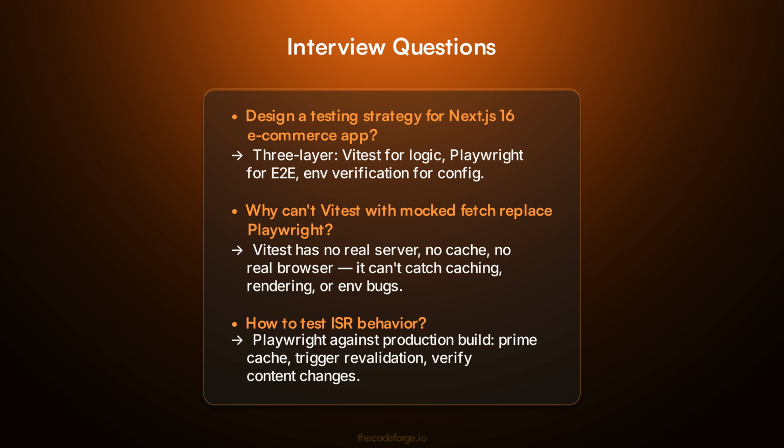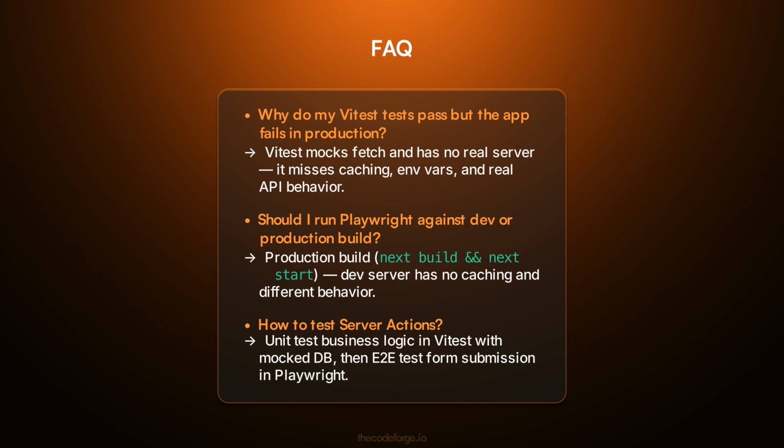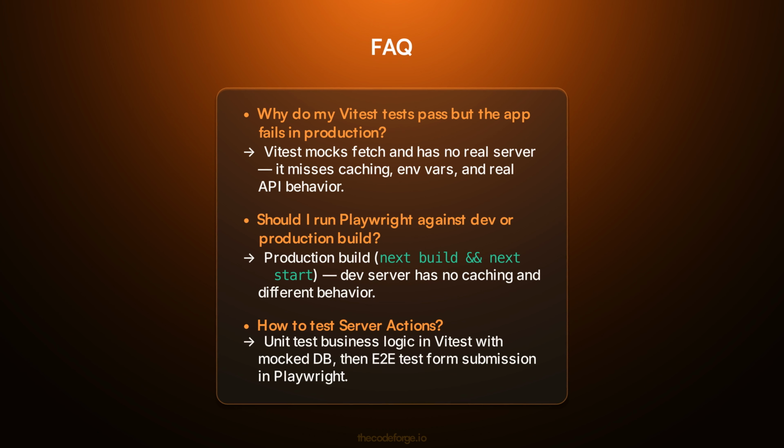How to test ISR behavior? Playwright against a production build. Prime the cache, trigger revalidation, verify content changes. And a few frequently asked questions. Why do my Vitest tests pass but the app fails in production? Vitest mocks fetch and has no real server. It misses caching, env vars, and real API behavior.